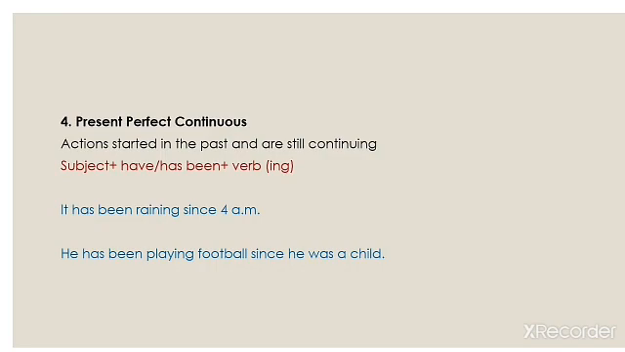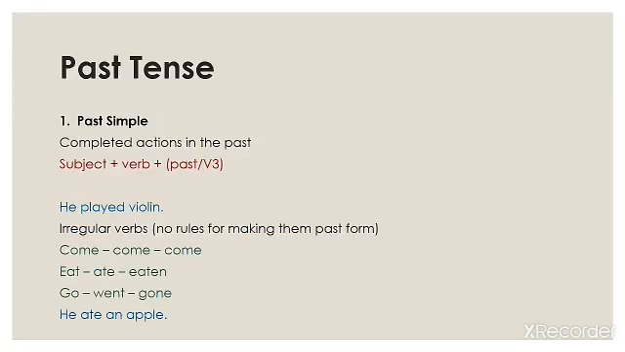Next is present perfect continuous tense. So present perfect continuous tense is used when we are talking about actions that started in the past and are still continuing. And the rule is subject plus has or have been plus first form of the verb, and with that we use ing. For example, it has been raining since 4 a.m. He has been playing football since he was a child. So this is an action which started in the past and it's still going on.